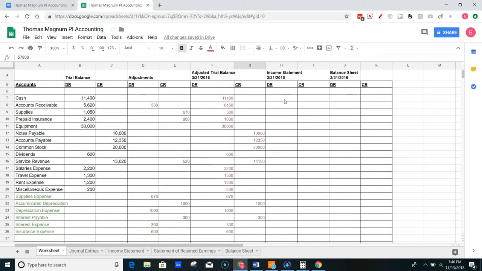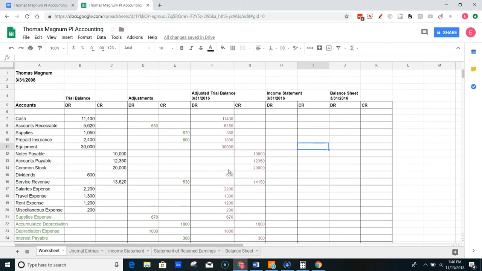And now you just need to figure out what goes into my income statement, what goes into my balance sheet, and what goes into my statement of retained earnings. We're going to do videos later on for each of those.